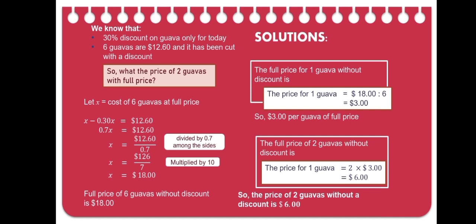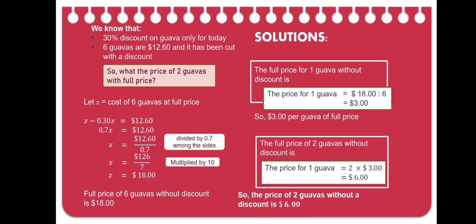So we got x equals $12.60 divided by 0.7. Next, multiply both the denominator and numerator by 10. So we got $126 over 7, or divided by 7. So x is $18. The full price of 6 guavas without discount is $18.